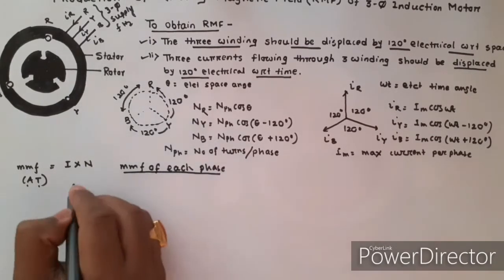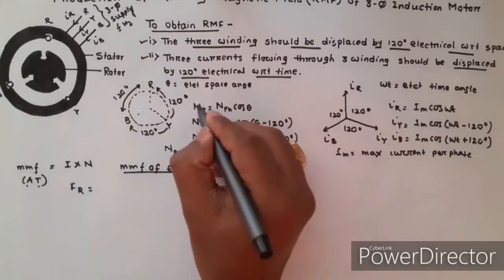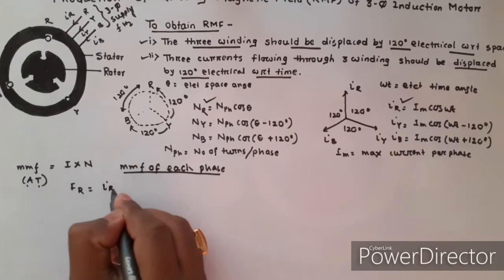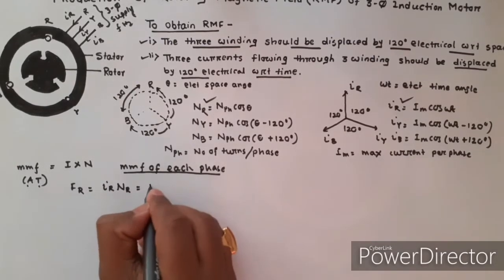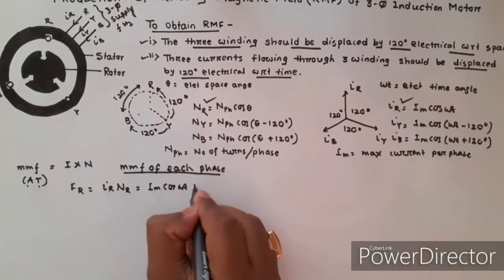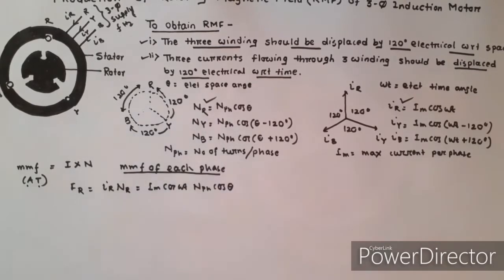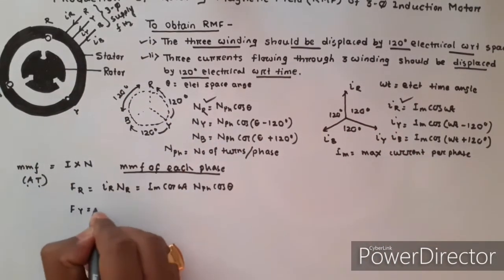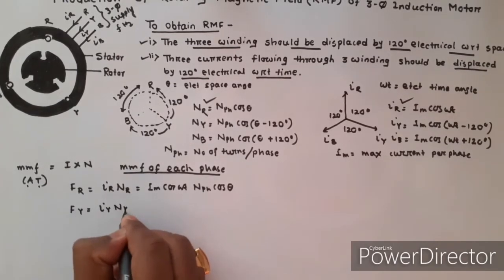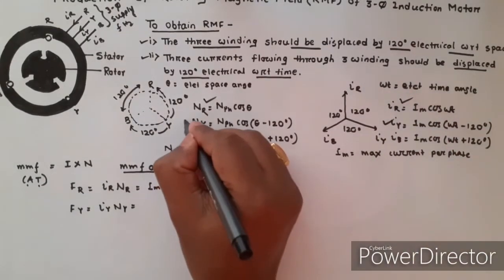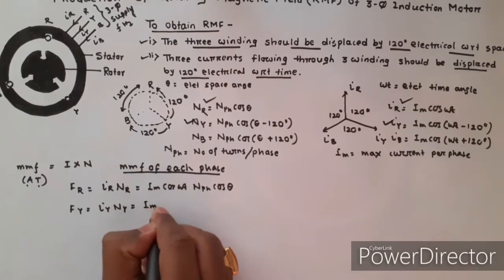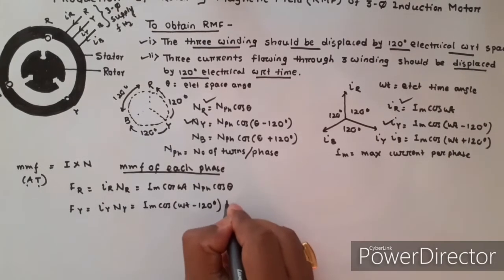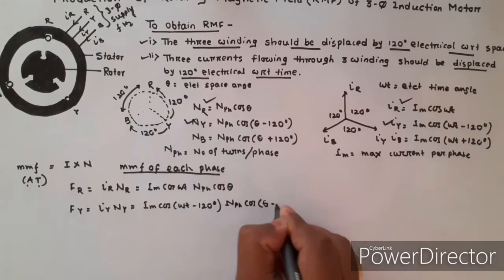That means the MMF of R phase is given by this current and R phase turns, that is f of R equals I of R into N of R, which is Im cos of omega t into N phase cos of theta. Similarly, the Y phase MMF f of Y is I of Y into N of Y, that is, this current multiplied by these turns: Im cos of omega t minus 120 degree into N phase cos of theta minus 120 degree.